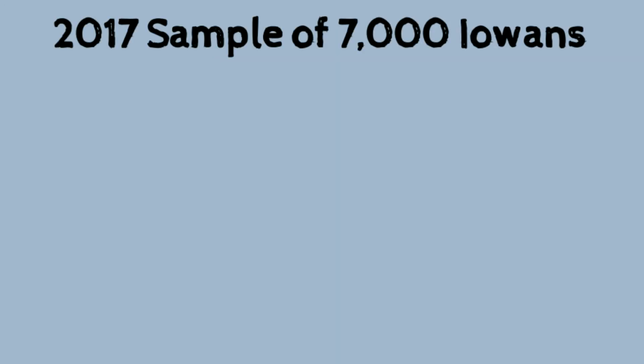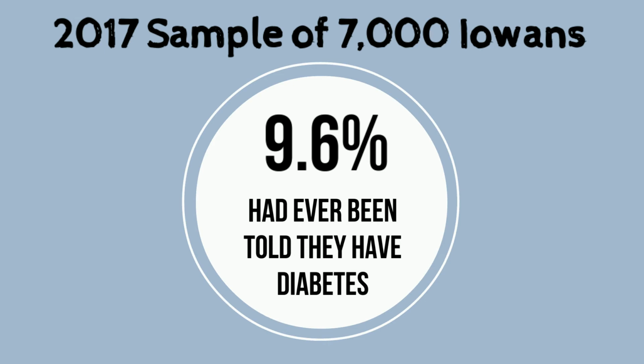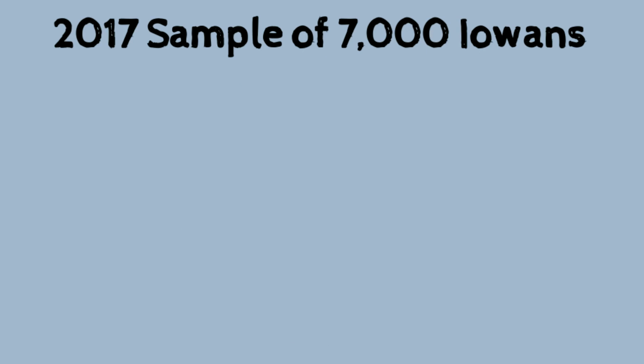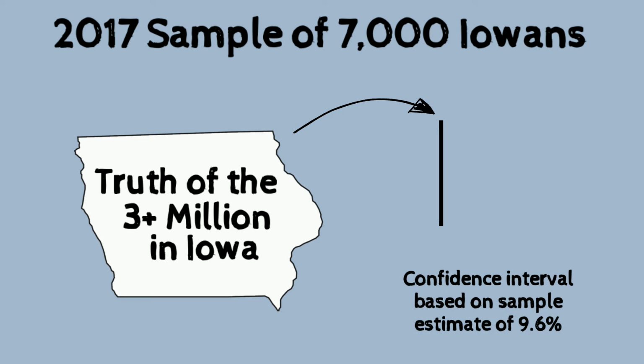For example, in 2017, the sample survey of about 7,000 Iowans found that 9.6% of those surveyed have ever been told they have diabetes. That 9.6% is our best estimate of what the percentage would be if we had been able to ask everyone in Iowa if they have diabetes. Since we expect the percentage in the sample to be somewhat slightly different from the percentage for all 3 million in the entire state, we make a confidence interval based on the sample data.